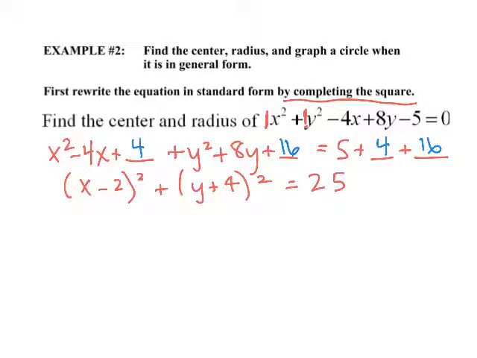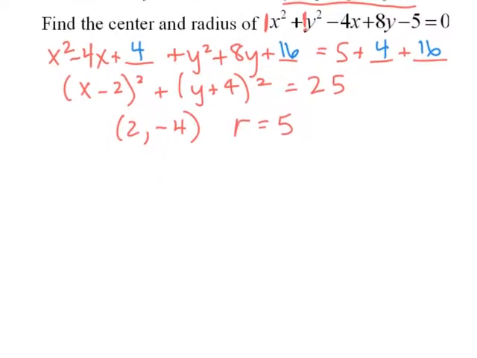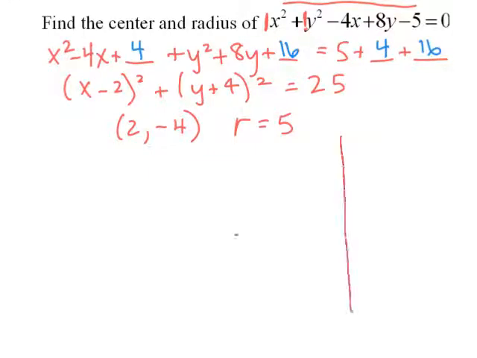Hey, I know that's a circle. My center is at the h, k values, which is +2, -4. And my radius is the square root of 25, or 5. So if we need to draw a quick sketch of this, we are going to do so. I'm going to give myself a little coordinate plane. I'm going to plot 2, down 4. Ooh, I'm going to run out of space.